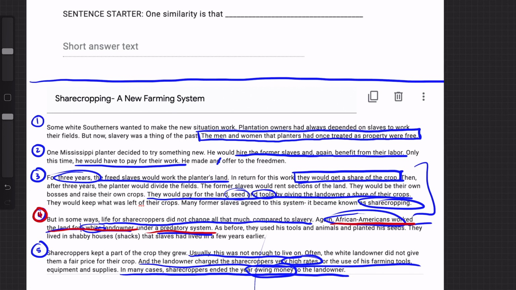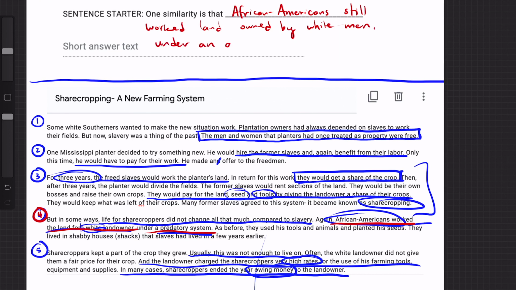One similarity is that African Americans still worked land owned by white men under an abusive system. Now, compared to slavery, sharecropping is definitely not as abusive, but that doesn't mean there aren't bad things to sharecropping. Again, like I said, I took the sentence I underlined in red and I put it in my own words, and that was the answer I provided for number 3.